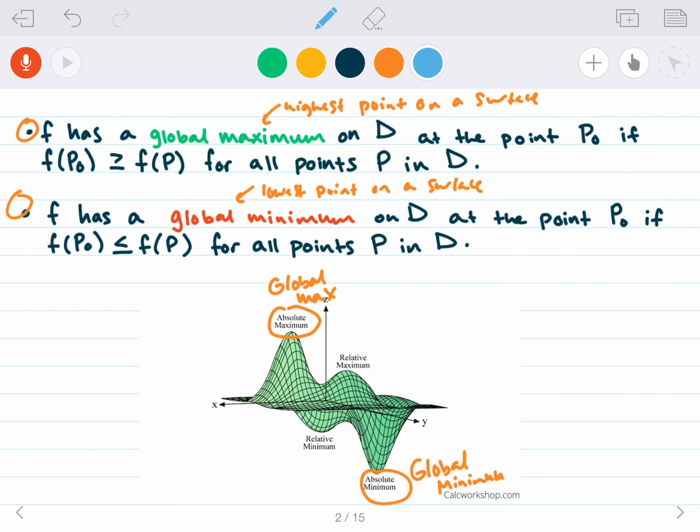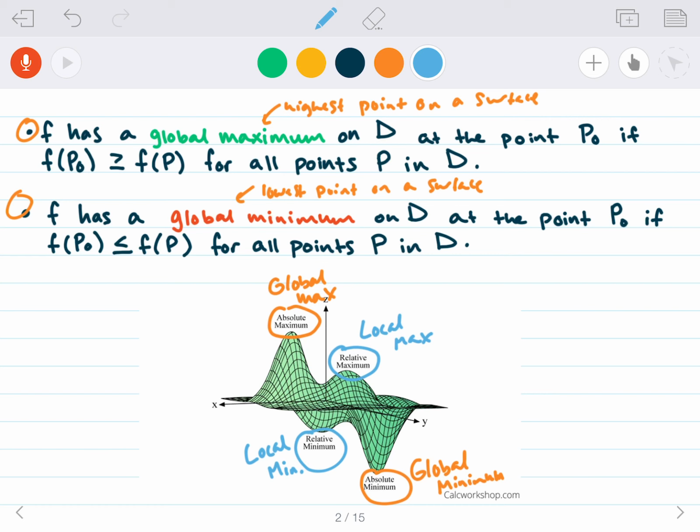And then we have relative maximum, so all of the points around it are lower than it, but it's not actually the highest point on the graph, like the absolute. So the relative maximum is also known as the local maximum, and the relative minimum is also known as the local minimum. So local and relative mean the same thing, global and absolute mean the same thing, just in case I go between phrases, you know what I'm talking about.